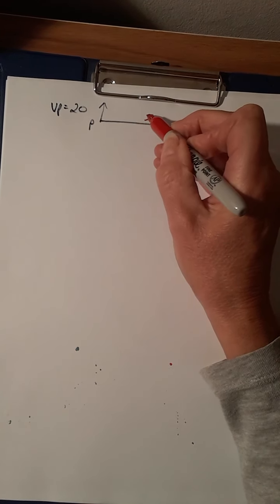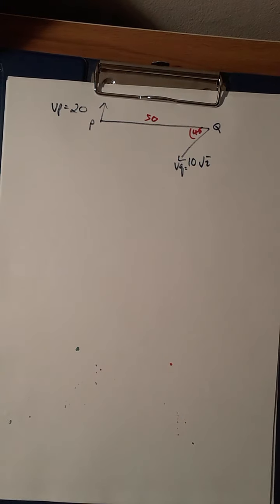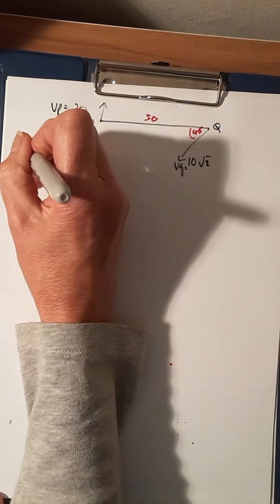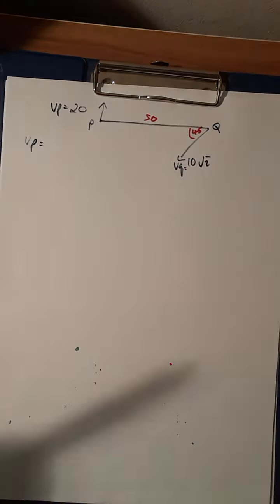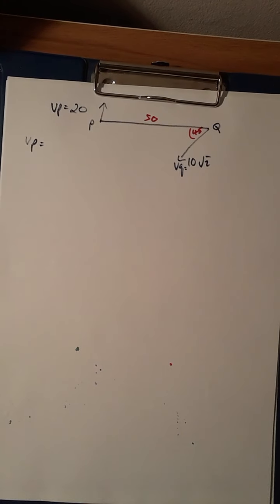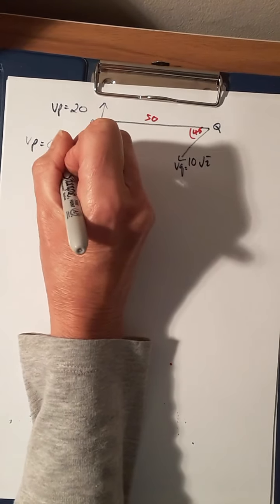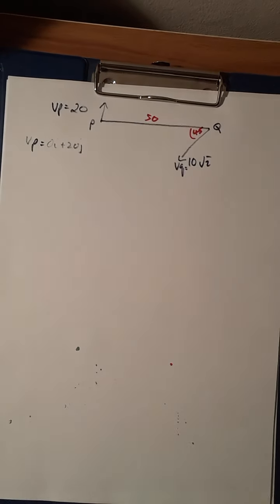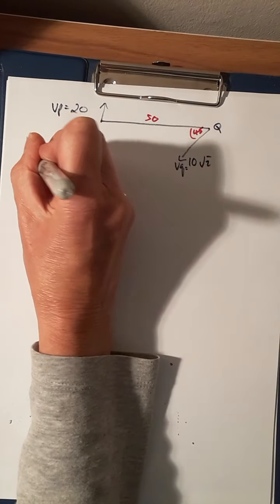So the distance between the two of them is 50 kilometres. You've got to find the velocity of P, the velocity of Q, and the velocity of P relative to Q. Okay, so in terms of I and J, the velocity of P, you can see that P is heading north, so it's 0 in the I direction, 20 in the J direction. The velocity of Q, the VQ, is over here.